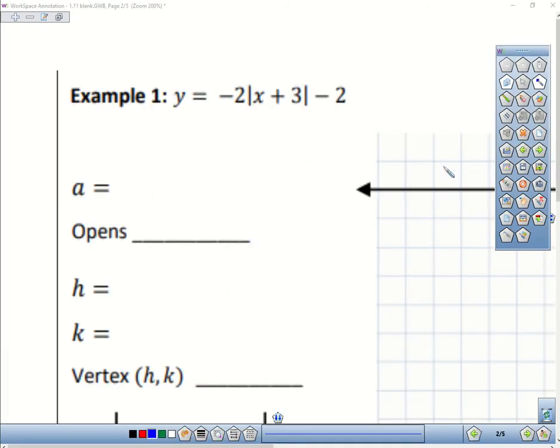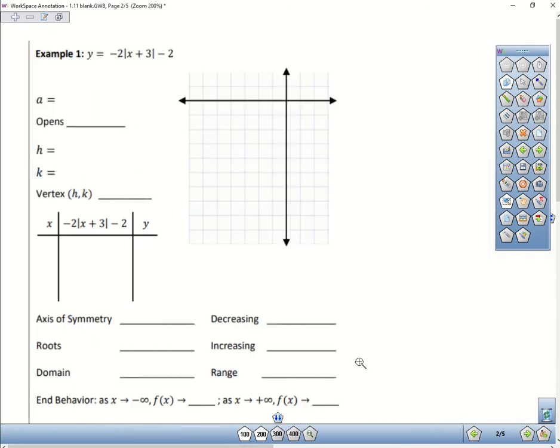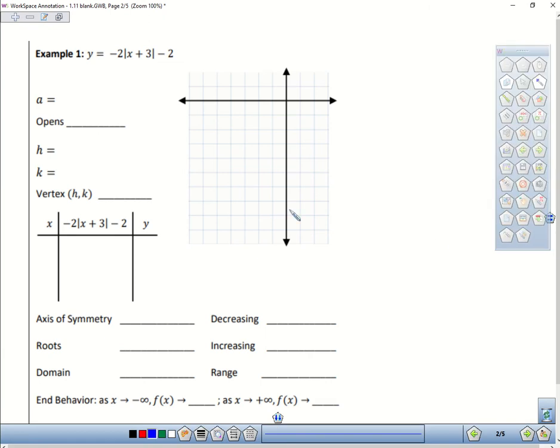So I am looking at example 1. It says here we have an absolute value function, y equals -2 times the absolute value of x plus 3 minus 2. So above it, I'm going to write standard form, and we're going to analyze it. So what is my a value this time? Very good, and it opens downward. Thank you. What's my h? Very good, and k? Good. So that would make my vertex -3 and -2.